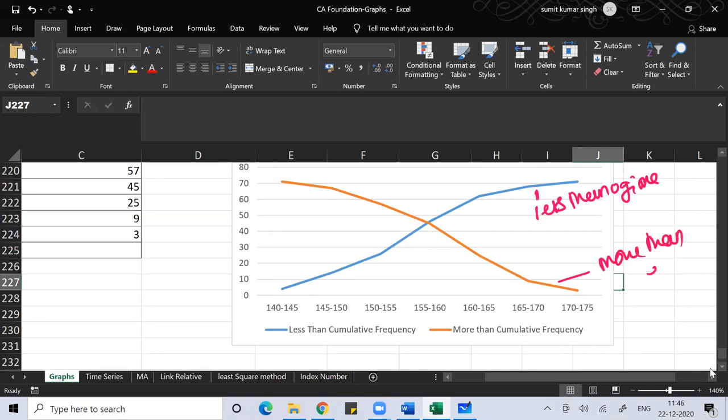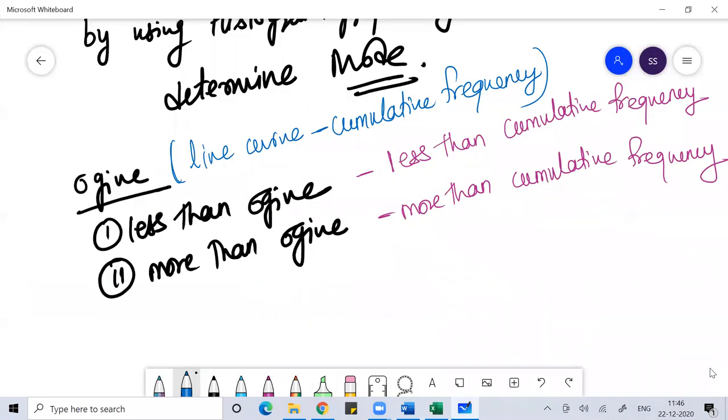This is more than OGF. This is the curve of more than OGF. The point where the less than and more than OGF meet, that point is called the median. So remember this graphically.